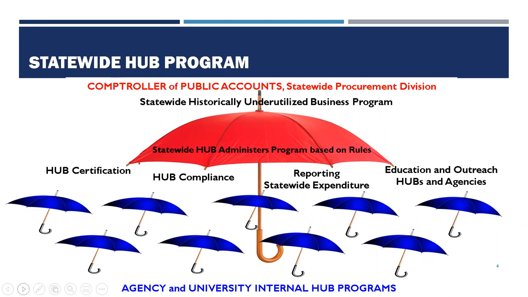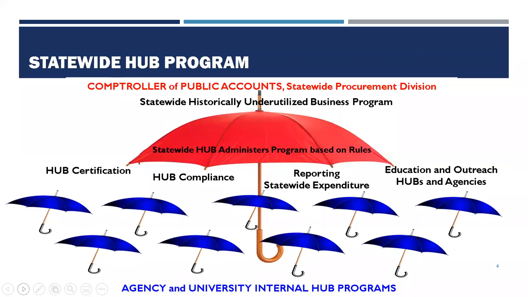The statewide hub program does certification of small businesses. We do hub compliance of those small business certifications to be sure that everybody is who they say they are and they meet all certification requirements. We do all of the compiling of reporting of the statewide expenditures from all the agencies and universities. They submit their annual expenditure data to us, and we compile an annual and semi-annual hub expenditure report. And we post those on our website. We'll go through those in a little bit.